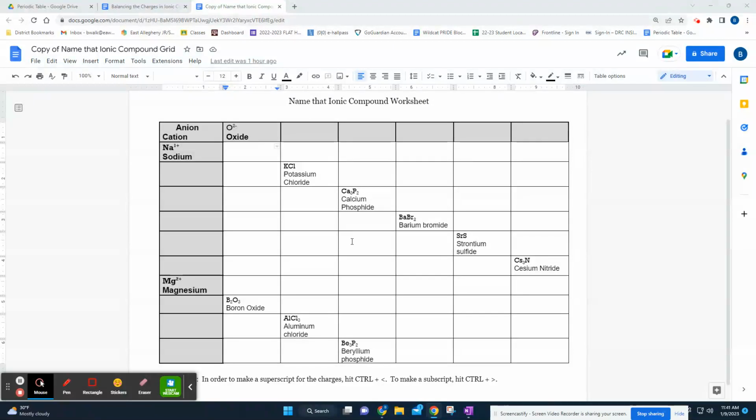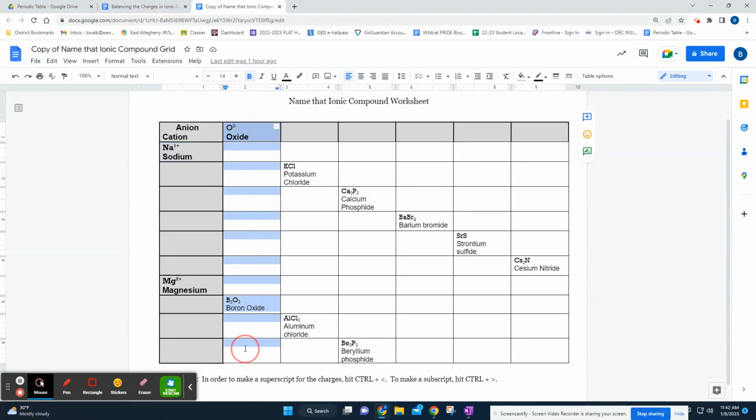This grid is simply a way to practice what we've already been practicing. I always think about it kind of like a multiplication table where I'm going to take sodium and use sodium in its entire row here. Same thing on the top, we have oxide, and I'm going to use oxide for all of the compounds in this particular column. Wherever they cross, they bond.